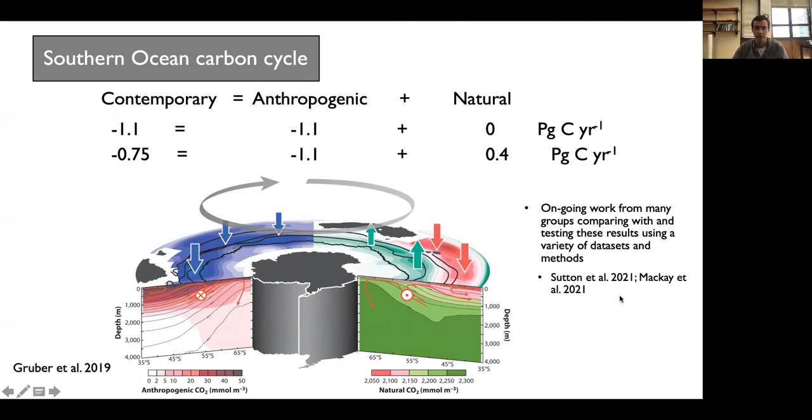So Sutton et al. 2021 made some comparisons with sail drone data from transit around Antarctica. McKay et al. 2021 compared the outgassing that we found with some synthetic profiles that they created using shipboard data in a really nice and interesting study. So there's a lot that has come out, and there's a lot more that will come out as we try and pick apart this story.